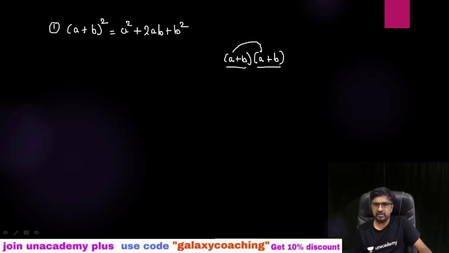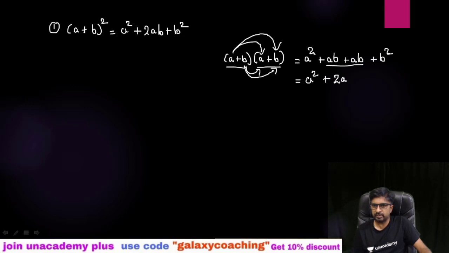First of all, a we are going to multiply with these two. So a into a will give you a square. Then a into b will give you ab. Then this b also we have to multiply with both terms. So b into a is ab, and b into b will give you b square. Now these two are like terms. So a square, ab plus ab, so plus 2ab, and plus b square. So you can see this is our answer when we multiply (a plus b) into (a plus b) two times.